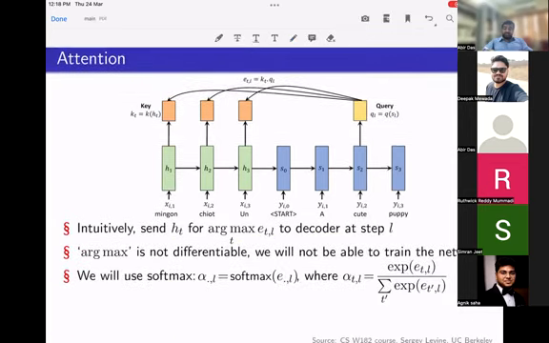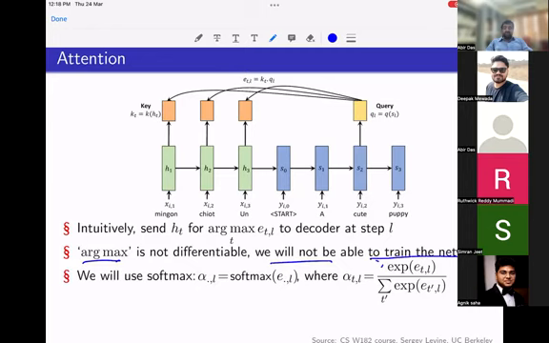Now the thing is that argmax is not differentiable. If it is not differentiable, what can be the problem? The problem is that it will break the backpropagation, because you are ultimately learning it, right? It will break the backpropagation if any function is not differentiable. So the argmax function is not differentiable, and we will not be able to train the network.